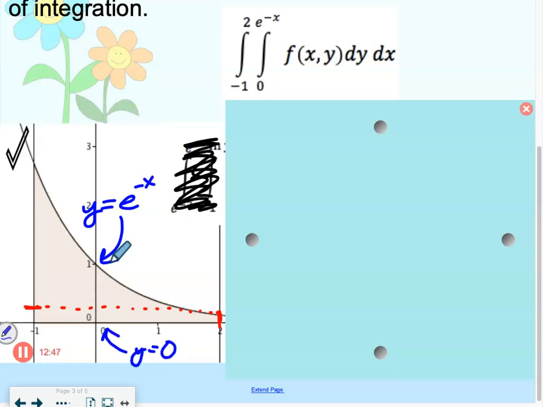Now, if we're going to switch and have our functions be more of a left and right thing, so our x's are now driving it, I have to solve this for x. So I take the natural log of both sides. I get ln y equals negative x. So x equals negative ln y. So that's this function.